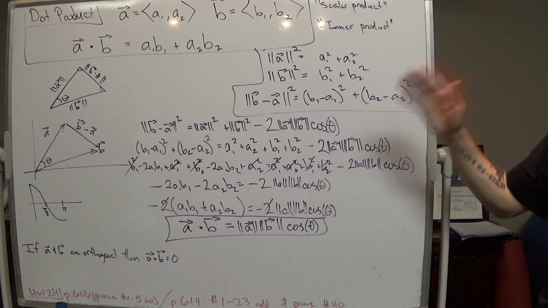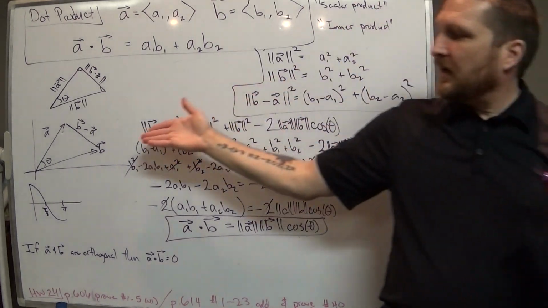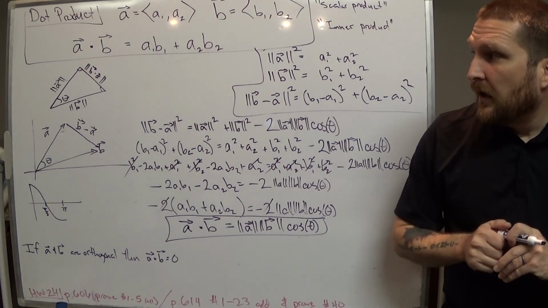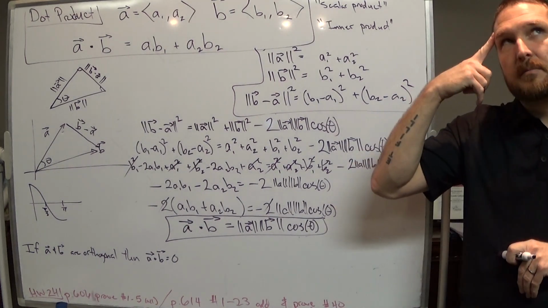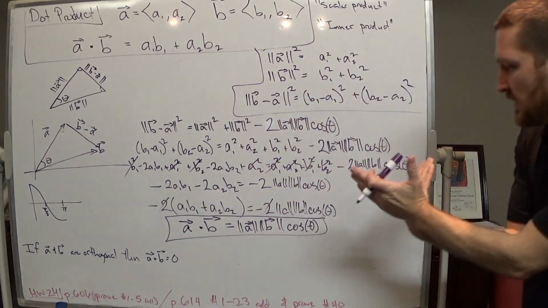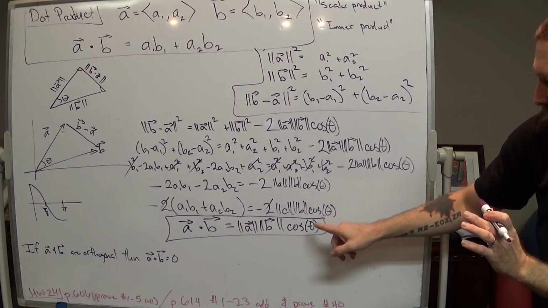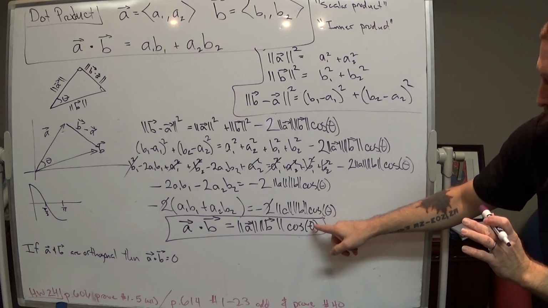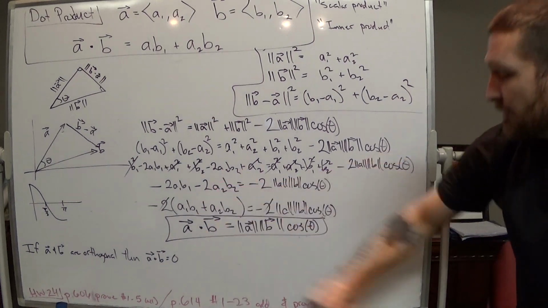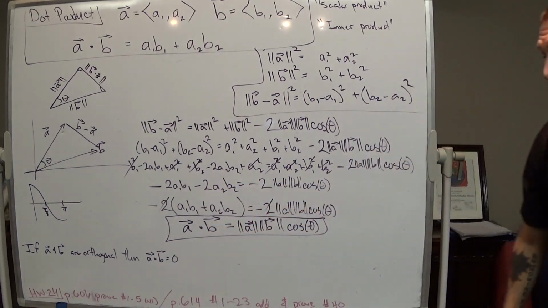I said, first of all, what happens when they're orthogonal? And then you guys said, well, orthogonal means that theta is pi over 2. I said, yes. And then we plugged that in, and we said, okay, when that happens, you get cosine of pi over 2. Cosine of pi over 2 is 0. 0 times anything is 0. So therefore, A dot B is 0.